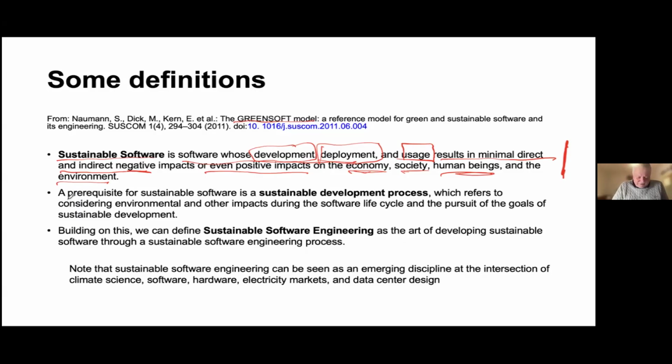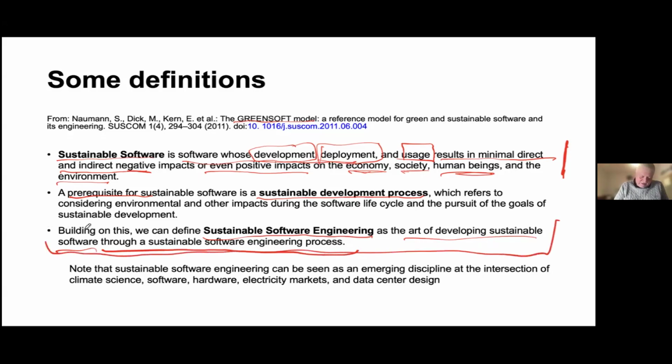What are the prerequisites of sustainable software? Of course, the sustainable development process, and therefore it is mentioned in this paper that the authors come up with such a process that considers environmental and other impacts during the software life cycle and development life cycle. And so sustainable software engineering is then the art of developing sustainable software through a sustainable software engineering process. And this is more or less the general definition that is in here.